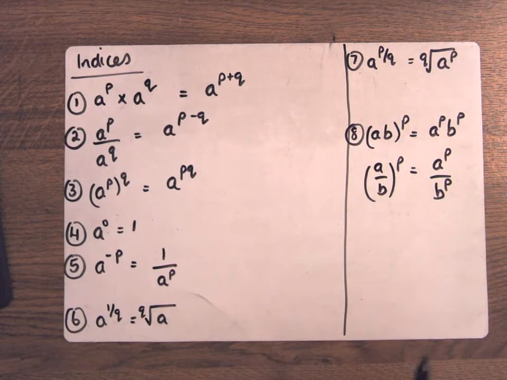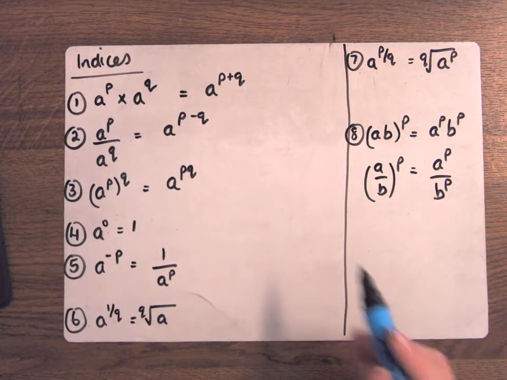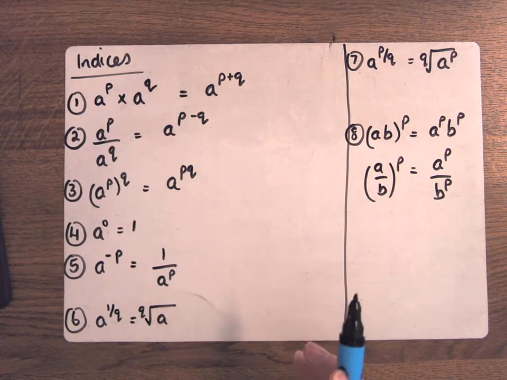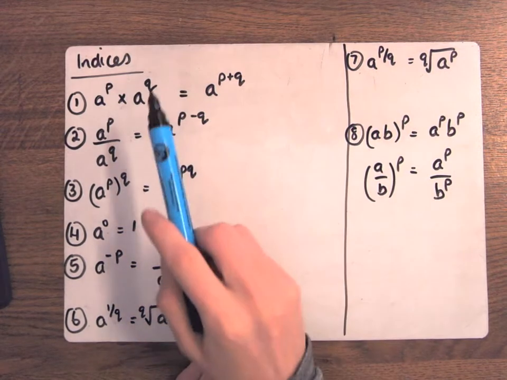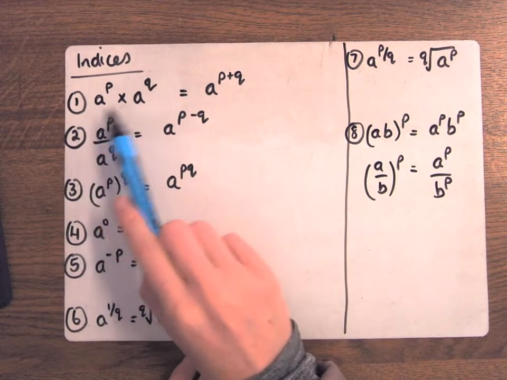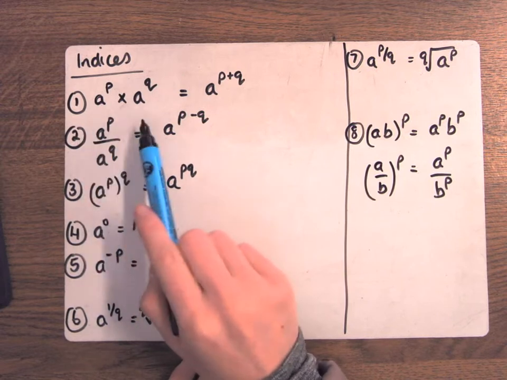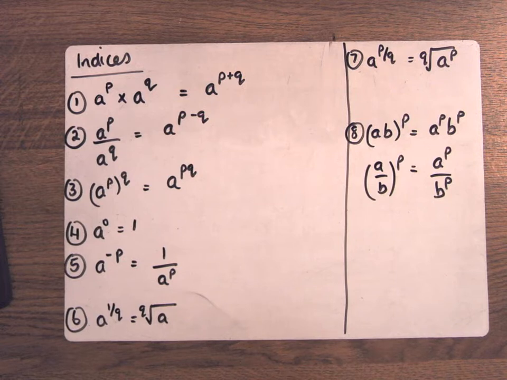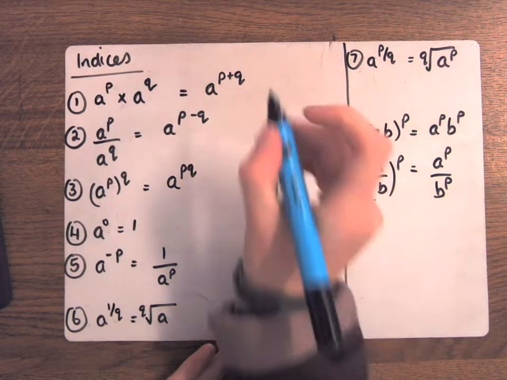Okay, so with a little red pen you might want to just put the words next to these. Now these are in your log tables. You don't have to learn them. They're all in the log tables, but you need to know how to use them. So A is my base. If my bases are the same and I'm multiplying, I just add my powers. So when you're multiplying, you add your powers.